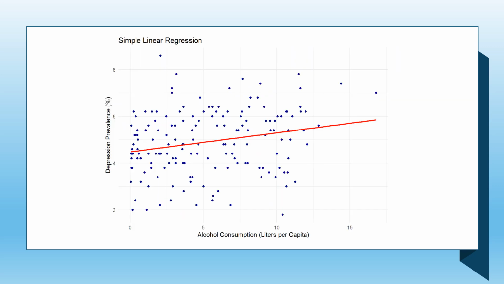And this is those two variables plotted against each other, and the model fitted. The linear regression line fitted across it.